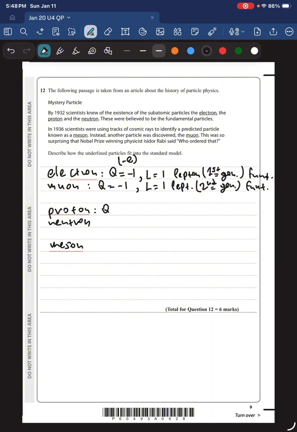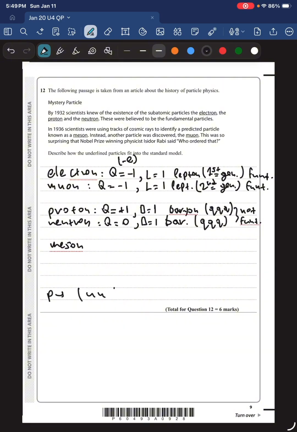The proton now has a charge of +1, right? A baryon number of 1. It's a baryon, we just said it. And it consists of 3 quarks, okay? And the neutron has a charge of 0, baryon number of 1. It's also a baryon. It also consists of 3 quarks, q, q, q. These are not fundamental, okay? Not fundamental. And actually for the proton, you can say that the proton is 2 up and 1 down. And the neutron is 1 up and 2 down quarks, okay?